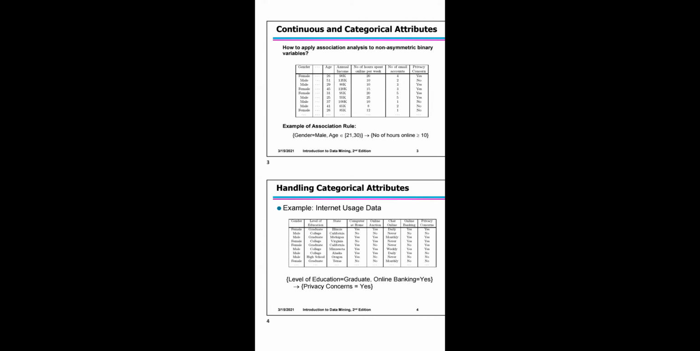Now in today's class, we will discuss the advanced concepts of association analysis, that is, handling continuous attributes and categorical attributes. How these attributes are handled is discussed in the advanced concepts. See here, the table shows how to handle the categorical attributes.